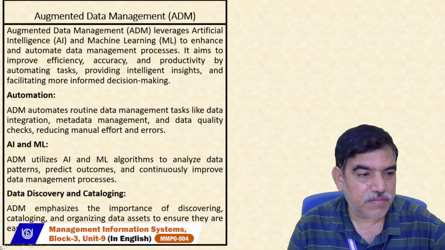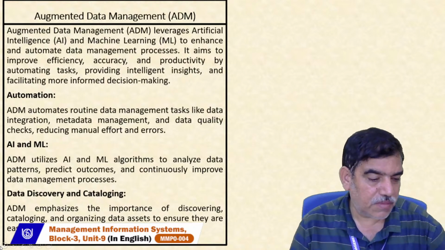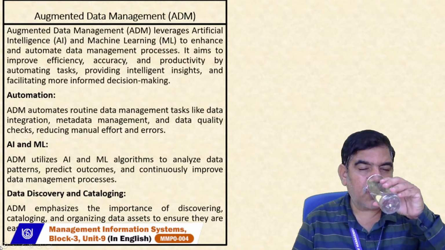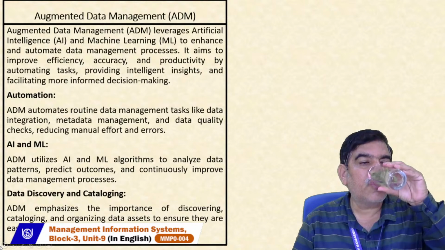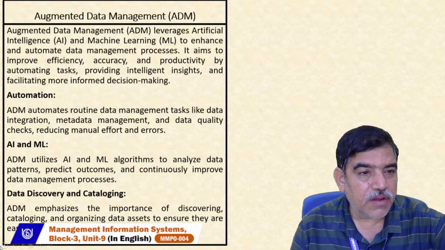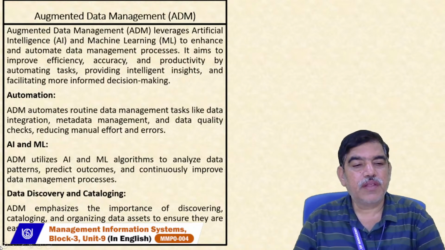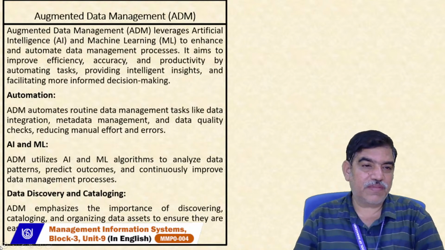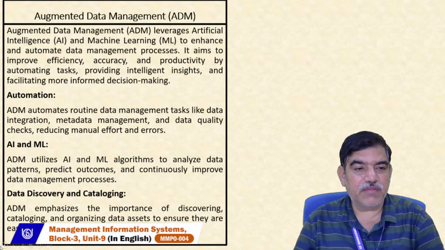Then automation. Automation means the augmented data management automates routine data management tasks like data integration, metadata management, data quality checks, reducing manual efforts and errors. That's the meaning of this data management automation.